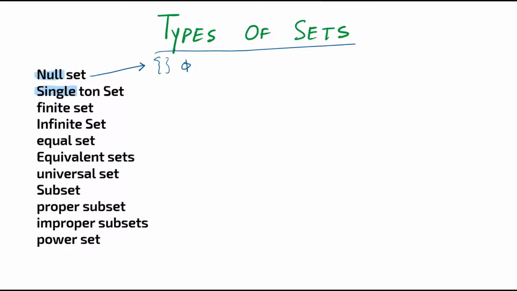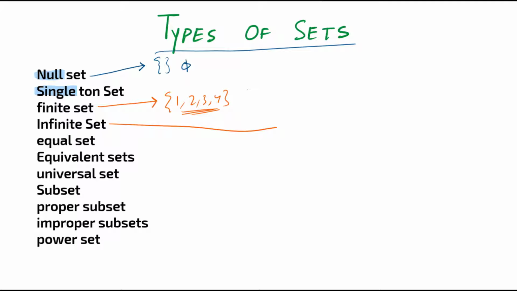And then we have finite set. Now a set in which the process of counting of elements definitely comes to an end is called a finite set, right? So in a finite set you can count the number of items. So let's say 1, 2, 3, 4. So there are 4 items here. That's why this is a finite set.